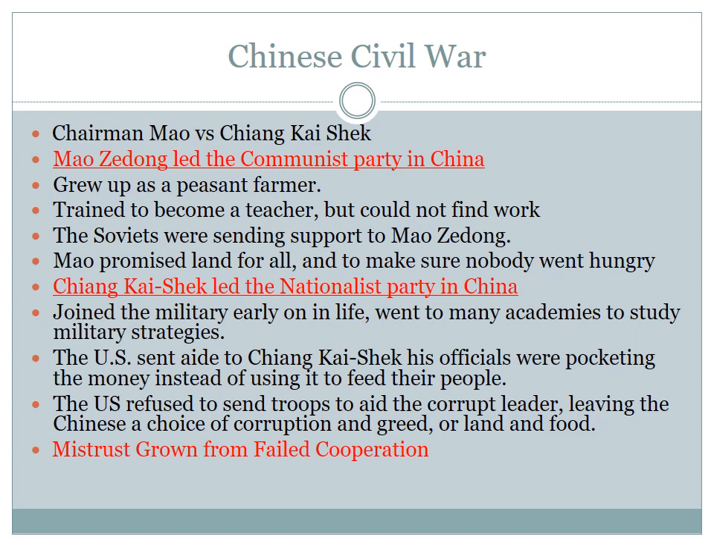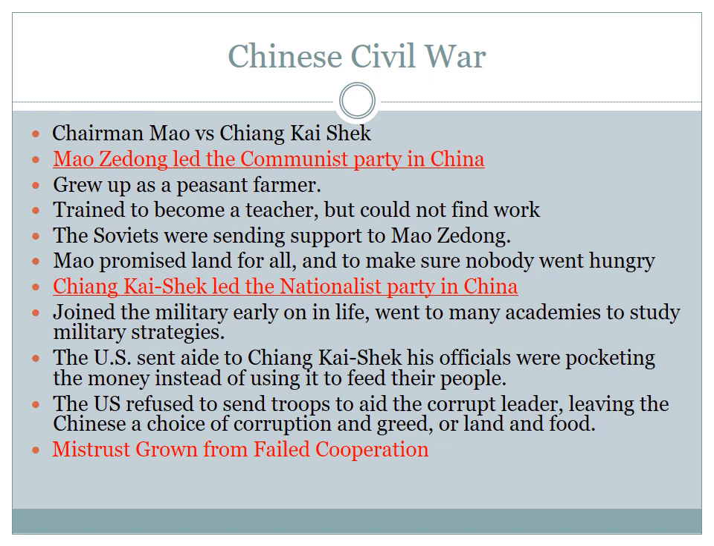Chairman Mao grew up as a peasant farmer. He had been trained to become a teacher, but he could not find work. The Soviets were sending support to Chairman Mao, and Chairman Mao promised land for all and to make sure nobody went hungry. On the other hand, Chiang Kai-shek was a professional military man. He went to many academies to study military strategies.